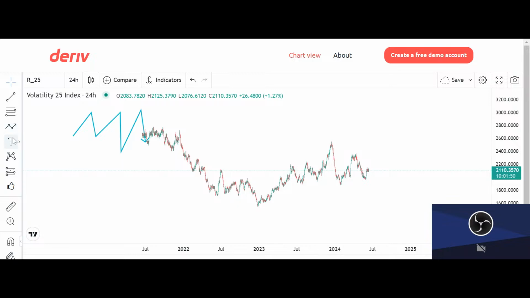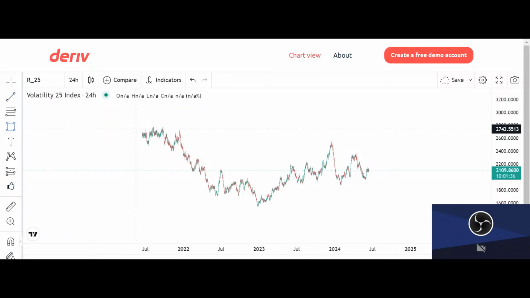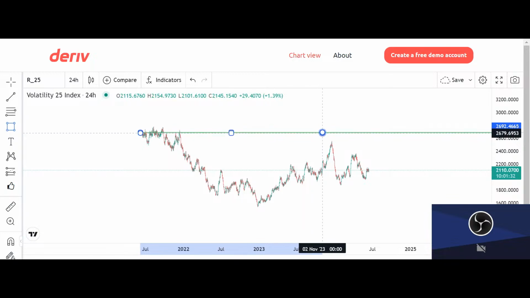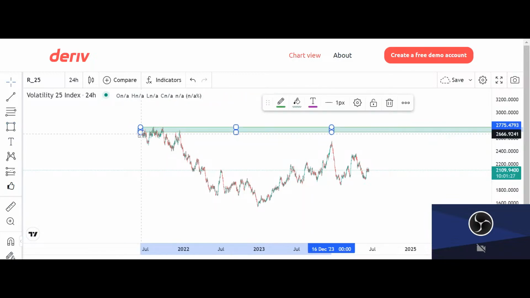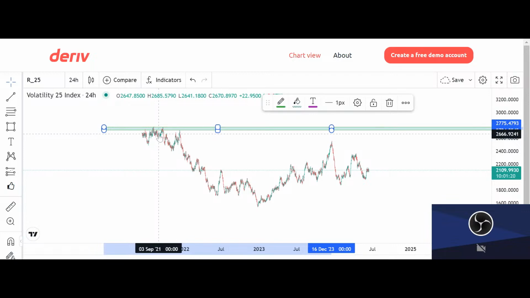Sorry. Okay, so let's get this out of the way. Since that's all we have on V25, we don't have much. So I'll select and draw this rectangle. I'll make this a zone, preferably a selling zone, because that's the only thing we saw after which price kept on going. So I'll make it red.